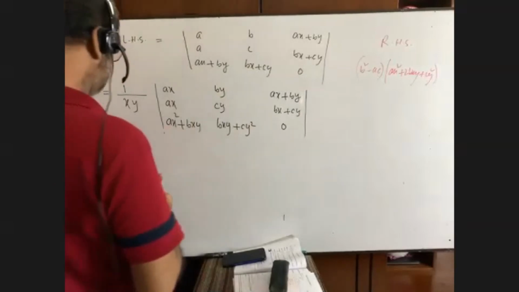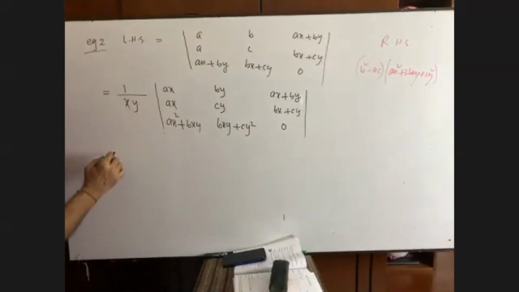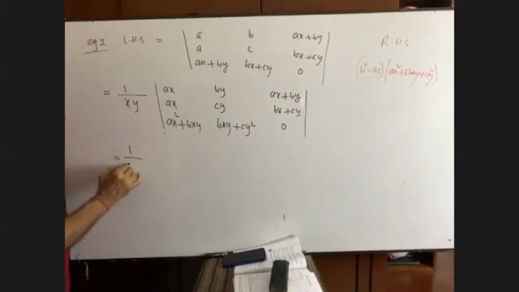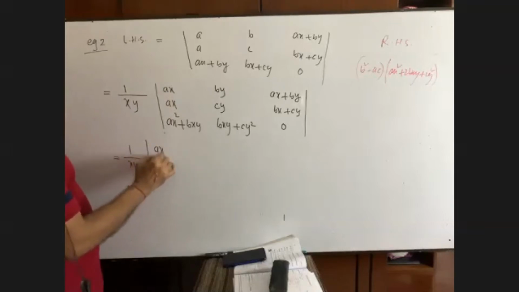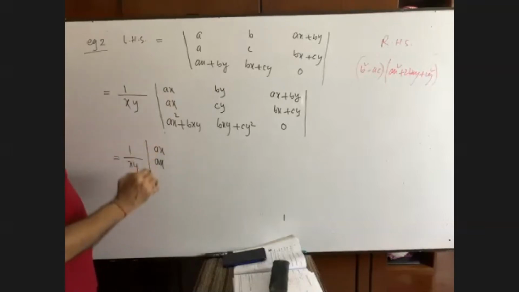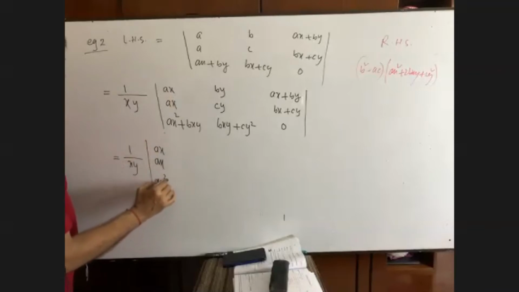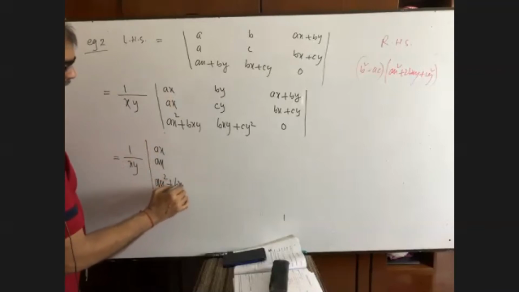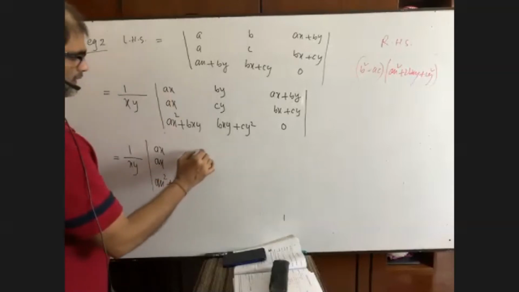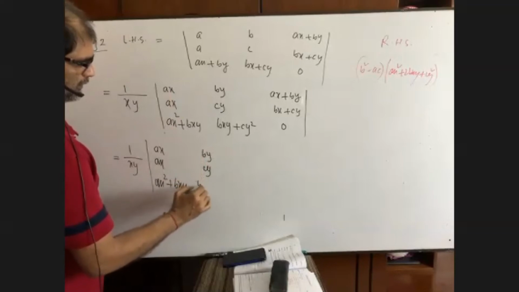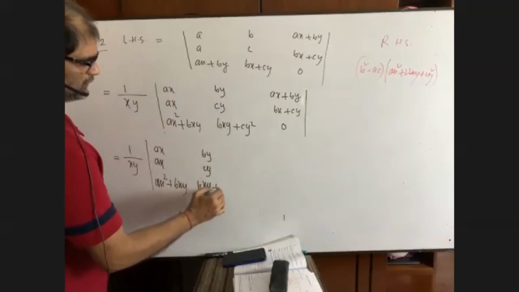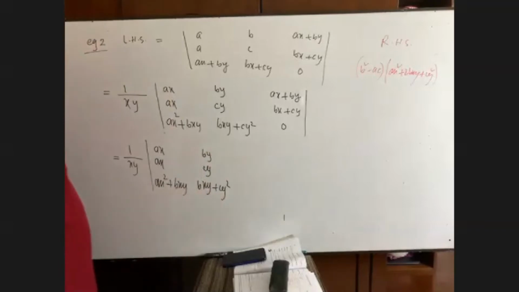Now, what will I do? Pay attention here. 1 by xy. You keep it as it is. Write down ax square plus bxy, by cy, bxy plus cy square. I have kept it as it is. My first target is to get at least 2 zeros.